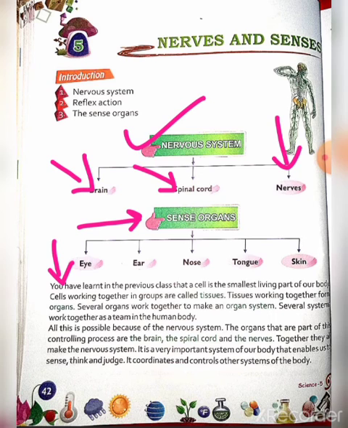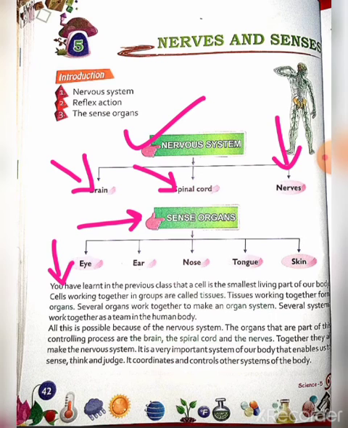Okay, clear? I am repeating again. A number of cells form tissue. A number of tissues make an organ. A number of organs make an organ system. Then a number of organ systems make the human body.